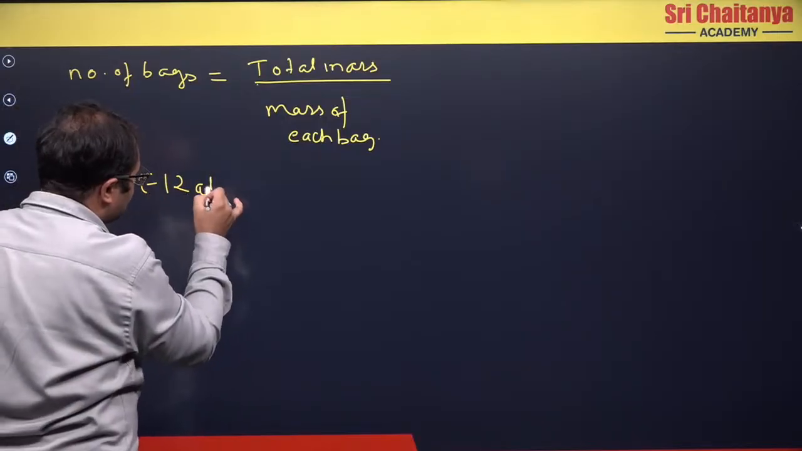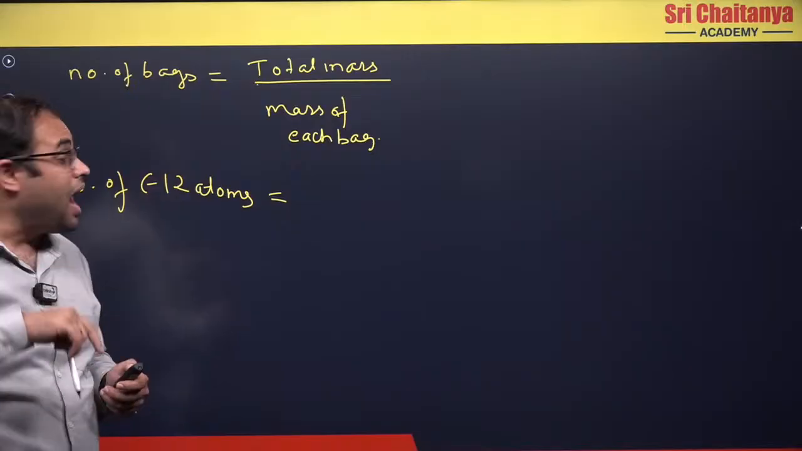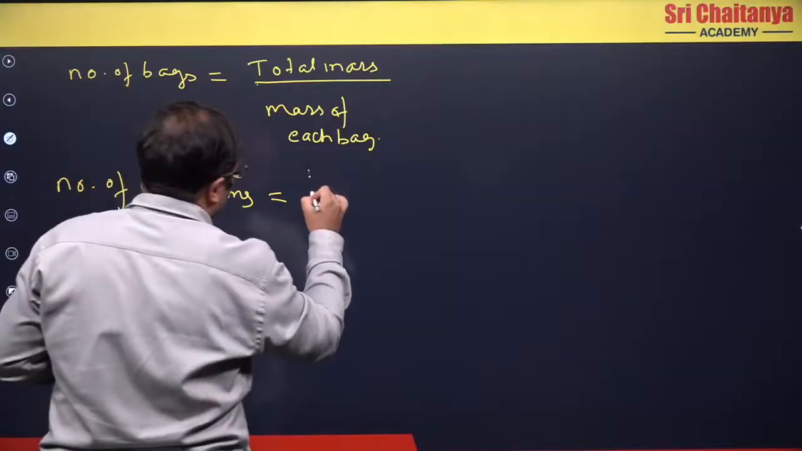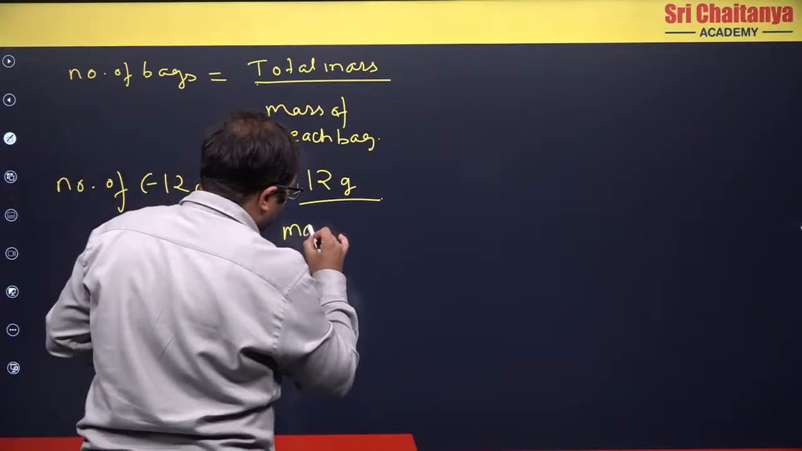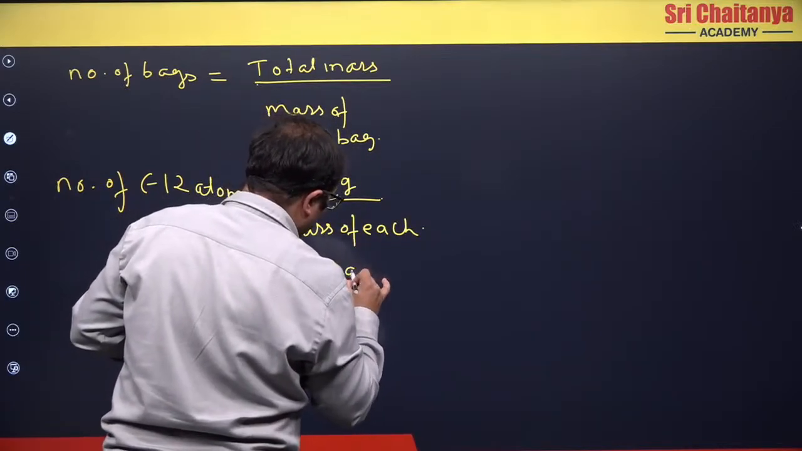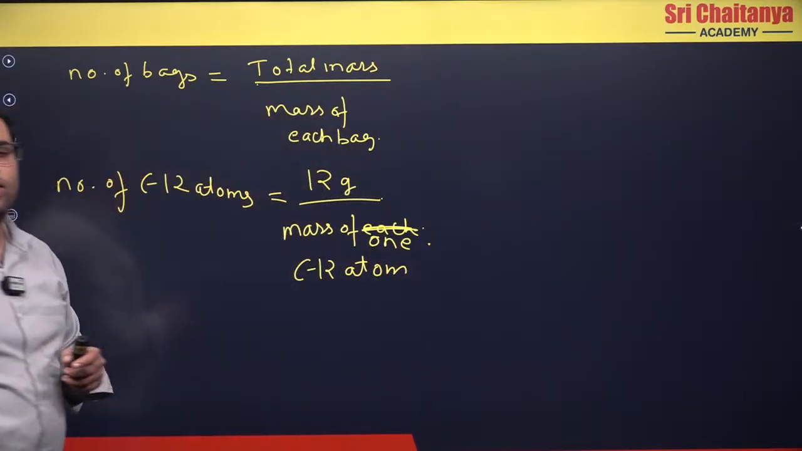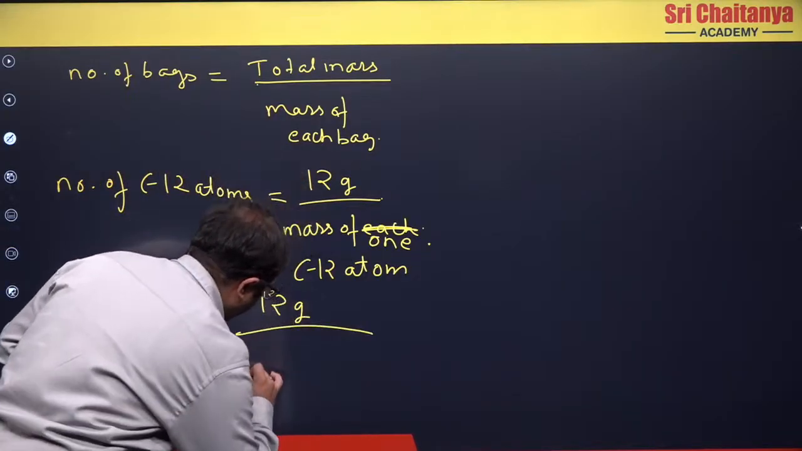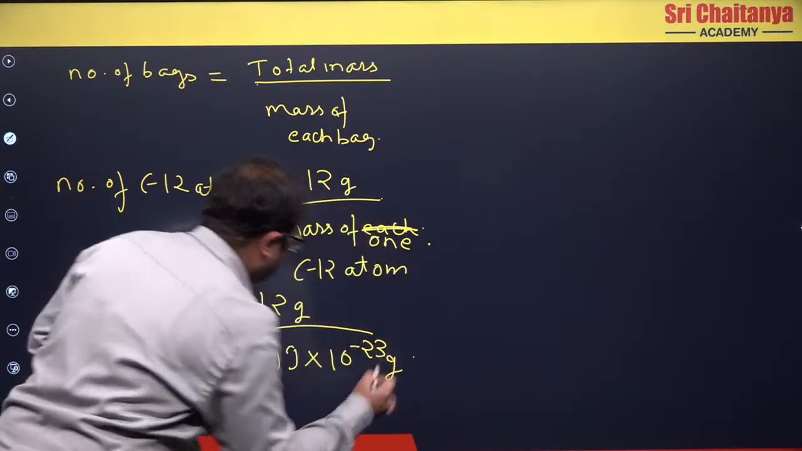Similarly, the number of carbon 12 atoms will be equal to the mass, which mass? 12 gram mass, divided by the mass of each carbon 12 atom. Or if you don't want each, you can use one carbon 12 atom. So what is the mass of one carbon 12 atom? That was found as 1.99 into 10 raised to power minus 23 grams.